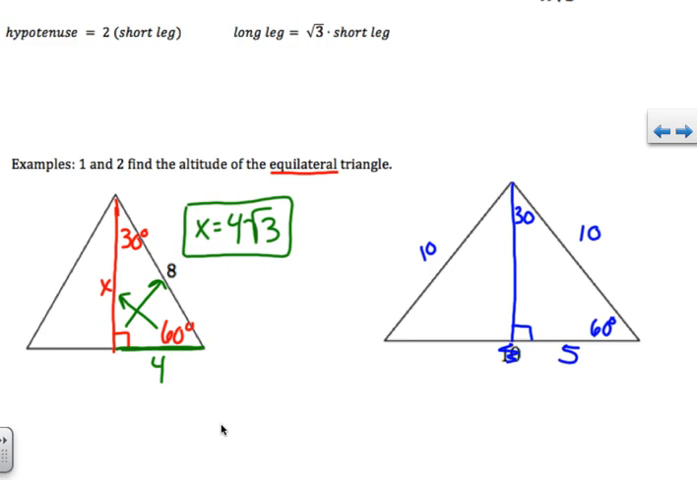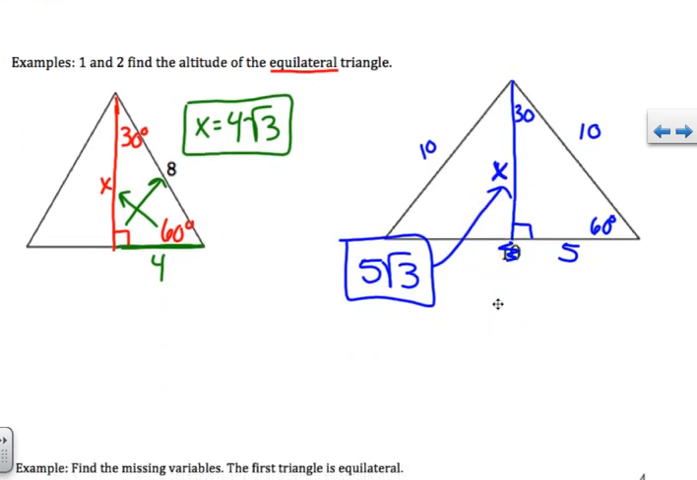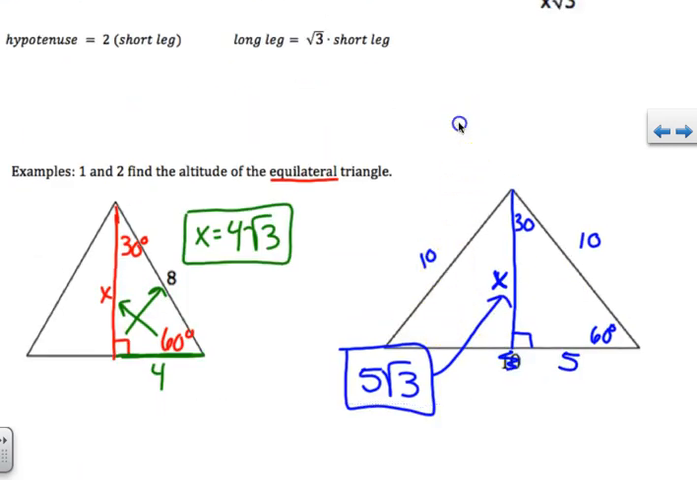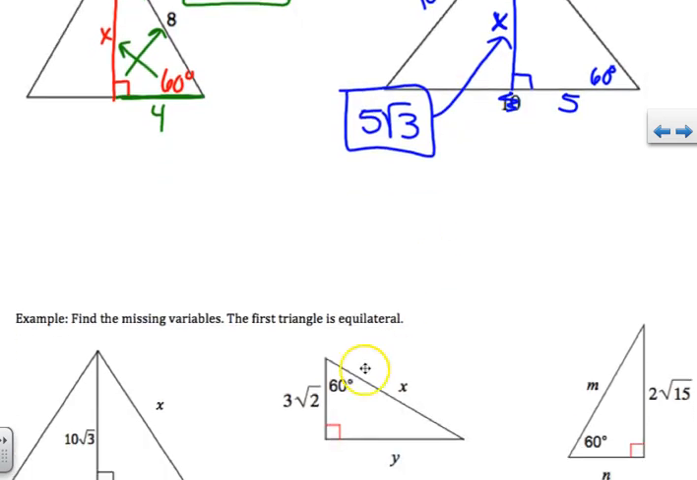Okay, so I know my short side is 5. I know my hypotenuse is 10, which double checks out. And then I'm just looking for this x piece right here, my altitude. If I know the short side, which is 5, multiply by square root of 3. So 5 square root of 3 would be your answer for your altitude. Okay? All right.